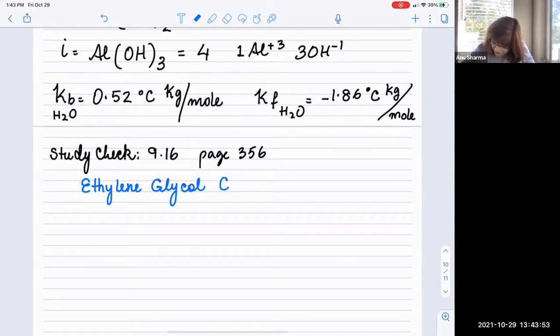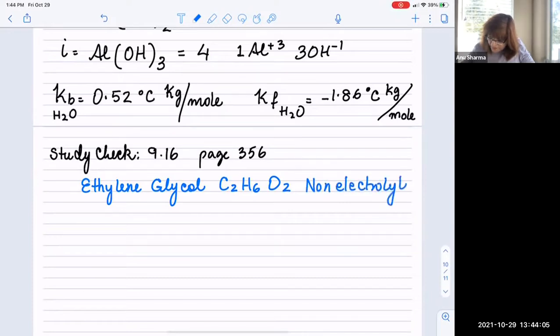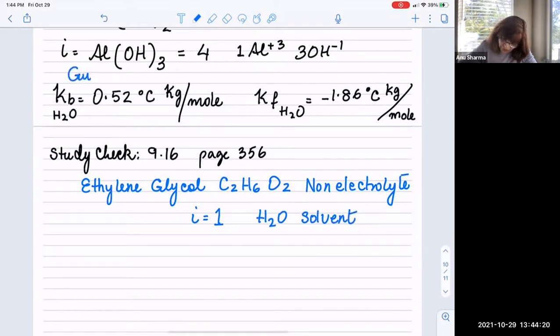Ethylene glycol is C2H6O2. It is a non-electrolyte. So for non-electrolytes, the value of i is equal to 1. It is added to water, so we are looking at water as a solvent. These values, the Kb and the other ones, will be given to you, so don't worry about that.